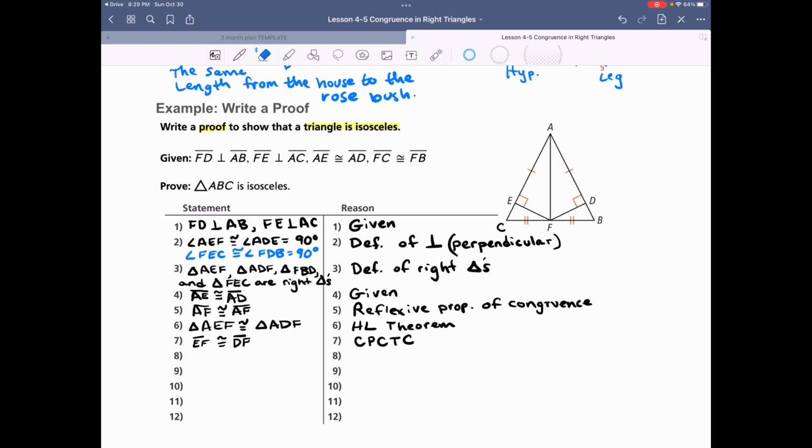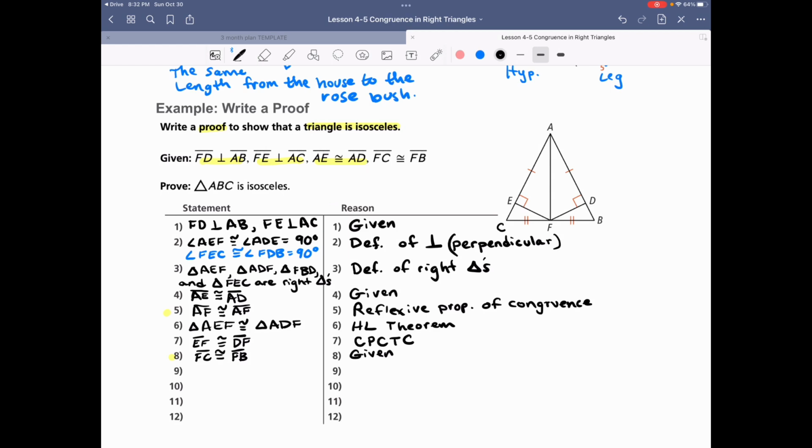Erase that. And we're going to go to something else that was given to us. Okay? So let's just look at what we've been given so far. We've already dealt with the perpendicular. We've already dealt with these two sides. So what's left is we have FC is congruent to FB. And that was given to us. And we can see that in our triangle right here. FC is congruent to FB.